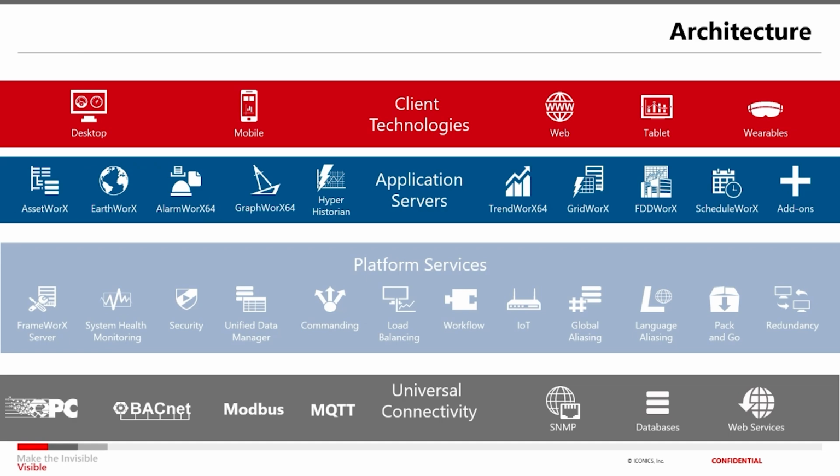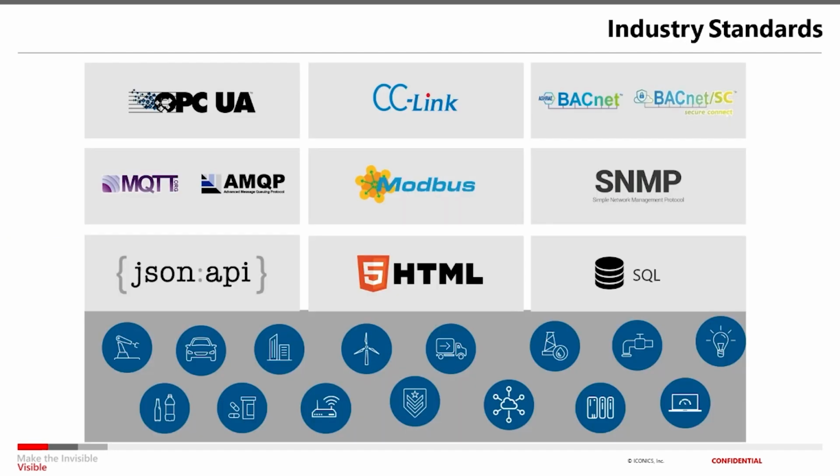When we look into the product architecture, we have got information flowing as universal connectivity. We have BACnet, OPC, Modbus, MQTT, SNMP, databases, and web services. And that's our topic today: how can we use web services within Genesis to get data from third party or to send data to third party as well. In the platform services, we have several services modules and some applications on top, and then the client technology and the client connectivity further up.